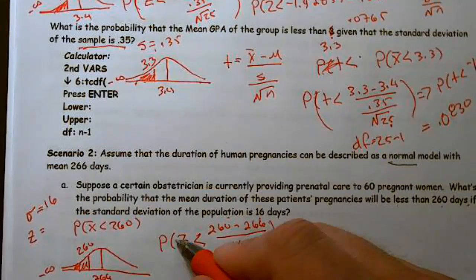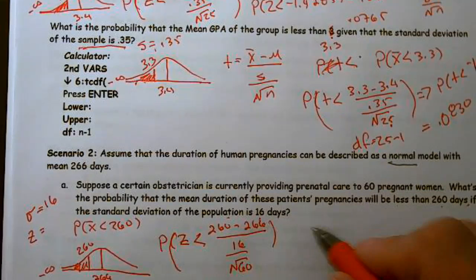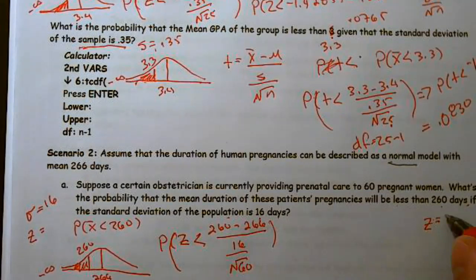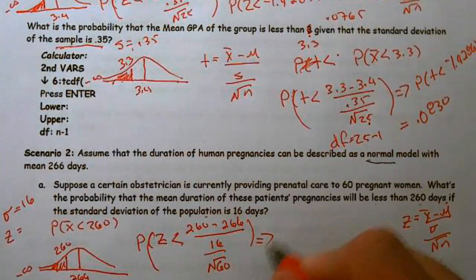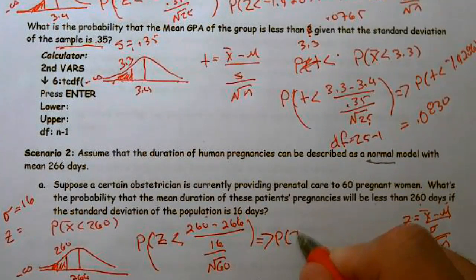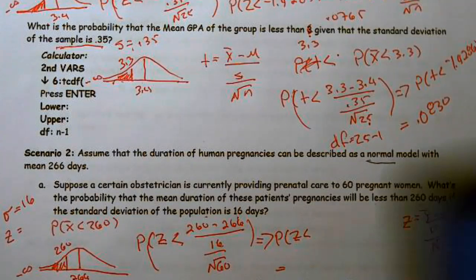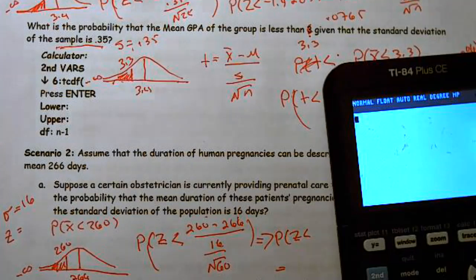And I should have written this down, and please always do. That's because I'm using this formula: Z equals X bar minus mu over sigma divided by the square root of n. All right, so that's the formula that I'm using. And this is going to yield the probability that Z is less than some value equals something. Now, stats test is probably the easiest way to do this.